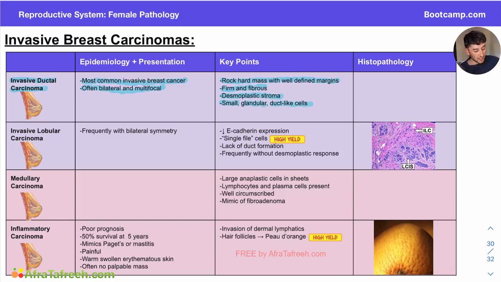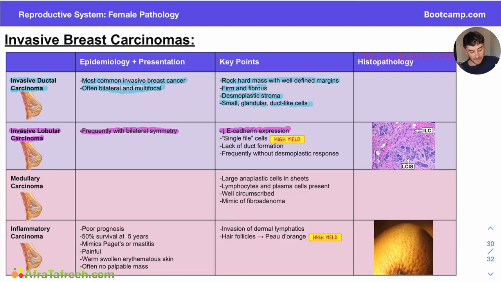Let's move on now to talk about our invasive lobular carcinoma. This is also going to be frequently bilateral, so this is going to be nasty disease as well. And like we talked about with our lobular carcinoma in situ, this is going to be all about cadherin expression. So here we have decreased E-cadherin expression, and this is going to lead to tissues that do not stick together well. So this is going to present itself as metastatic disease that is spreading away from its original location.